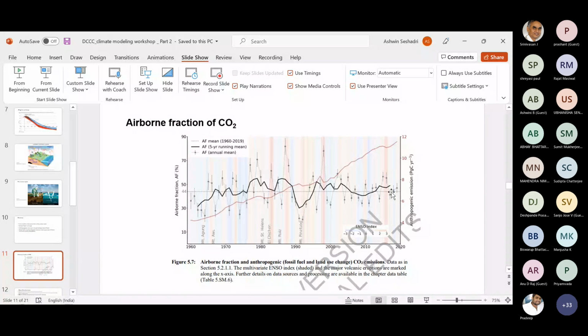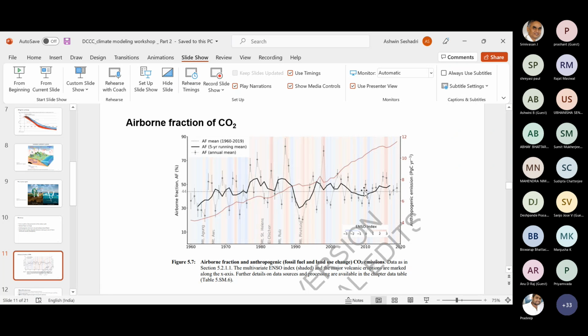If you look at the 5-year running mean or the long-term average, you also see the fluctuations are not a whole lot different. The 5-year running mean gives you a picture that's different from the annual picture, but it tells you that on average, roughly 50% of CO2 emissions remains in the atmosphere. And there's a very simple explanation for this.